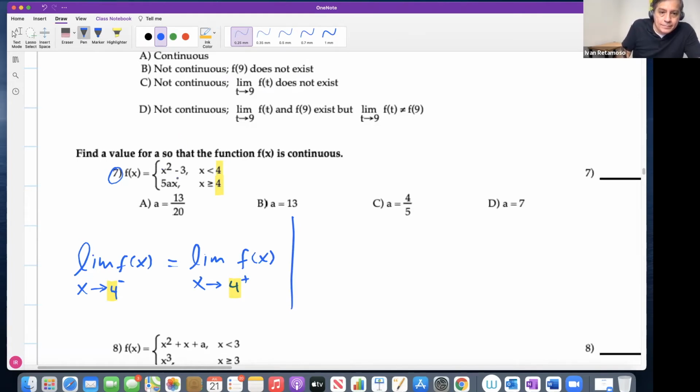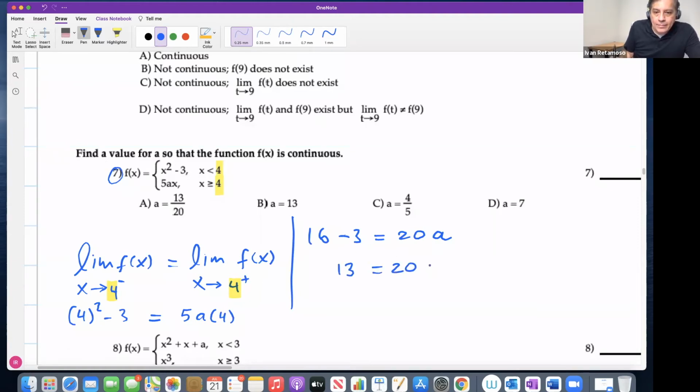So now for this limit, I use this function here on the left, because this guy is dealing with input values on the left of 4. So I use this guy, right? On the left, maybe I can write it here. So I do 4 squared minus 3 here should be equal to, for the limit as I approach 4 from the right, I use this 5 times a times x, but x is 4, right? And this equation will give me a way to find the value of a, right? 5 times 4, 20. 4 squared 16 minus 3 is 13. 20a. Dividing both sides by 20, you get your answer, right?